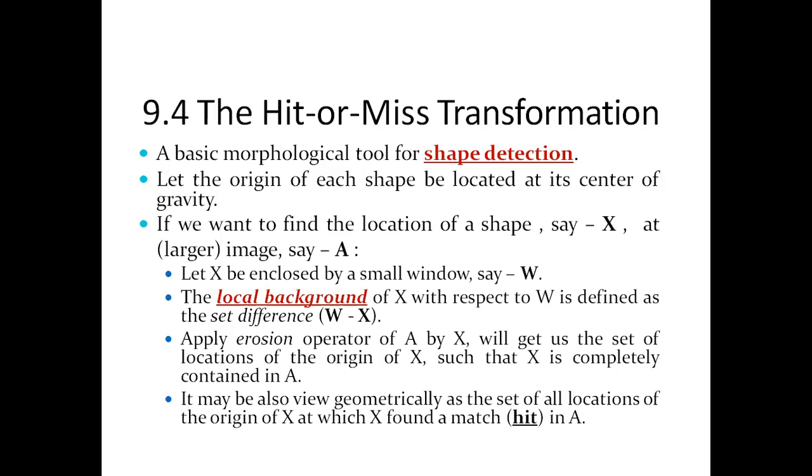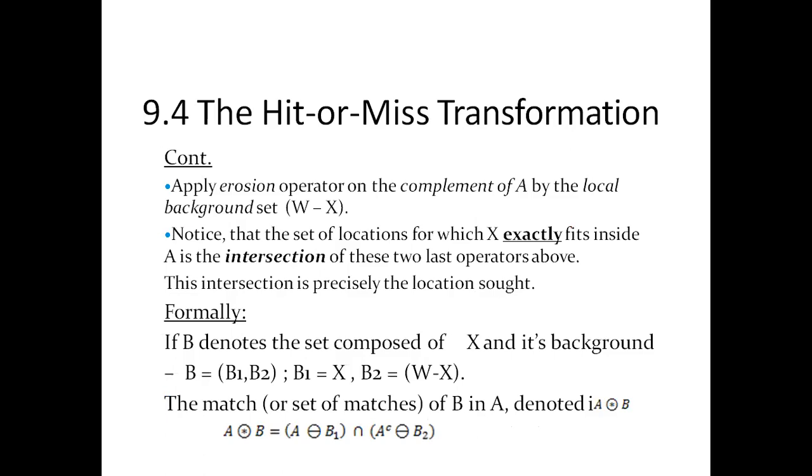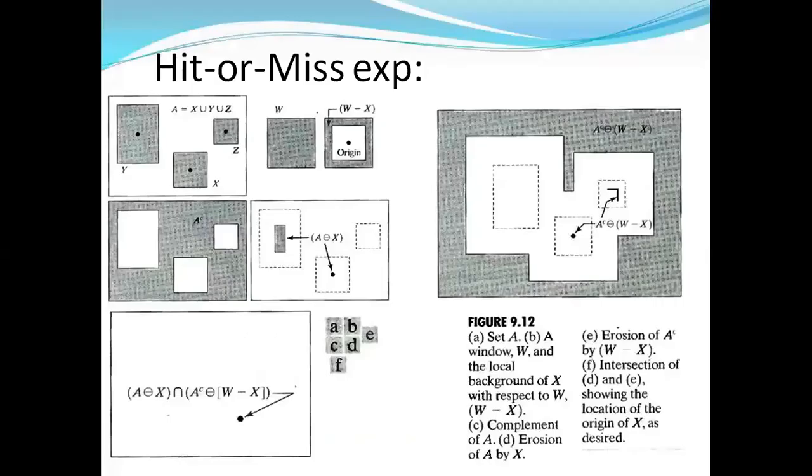So we have to apply the erosion operator of A by x. We get a set of locations of the origin of x such that x is completely contained in A. At the same time, it may also be viewed geometrically as the set of all locations of the origin of x at which x finds a match in A. So apply the erosion operator on the complement of A by the local background set W minus x. Notice that the set of locations at which x exactly fits inside A is the intersection of these two last operators. So this intersection is precisely the location sought. If B denotes a set composed of x and its background, the match of B in A is denoted as the hit-or-miss expression.